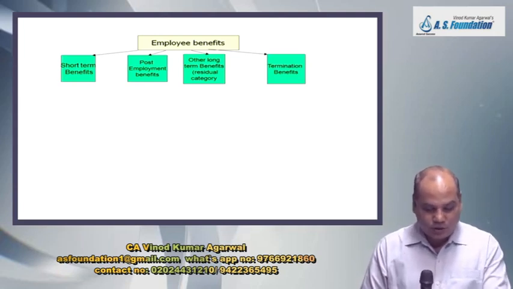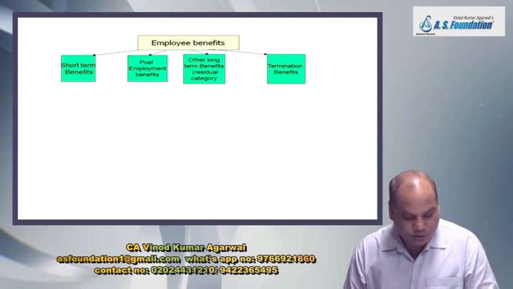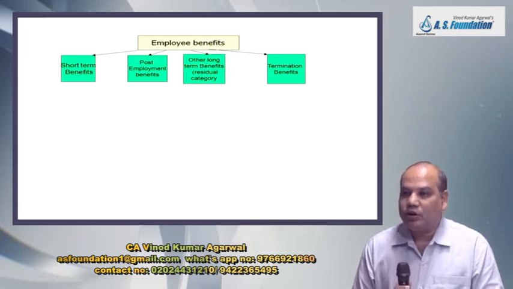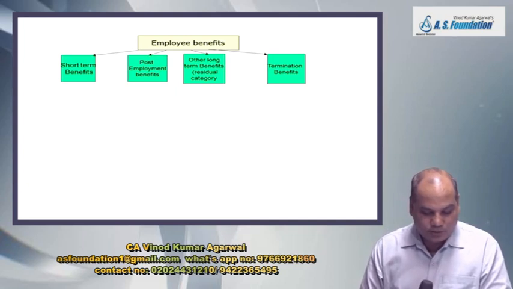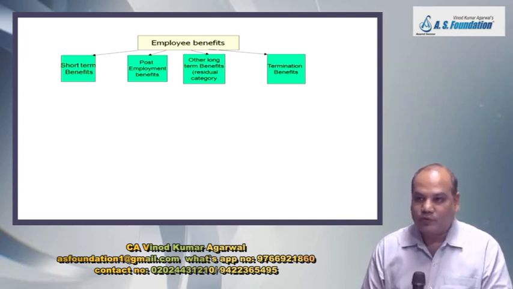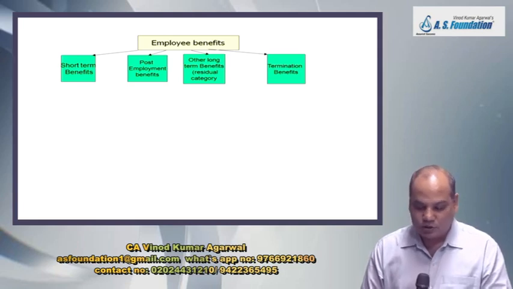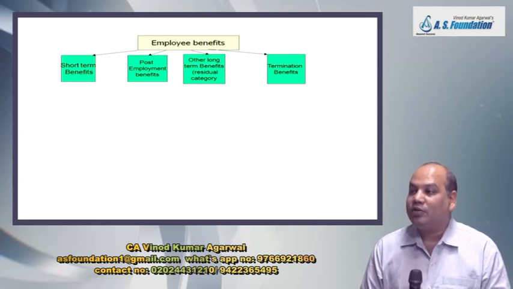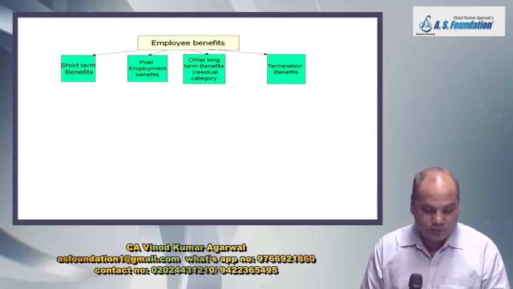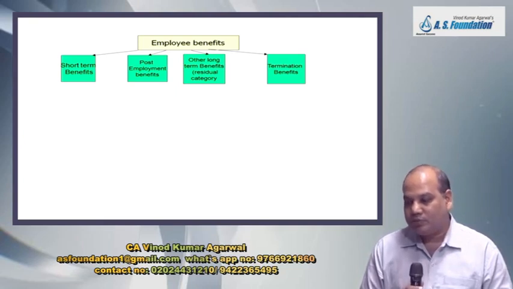So now our story starts. First, what do you mean by employee benefits? Paragraph 4. Employee benefits are all forms of consideration, cash or in kind, given by an entity in exchange for service rendered by the employees or for the termination of employment.